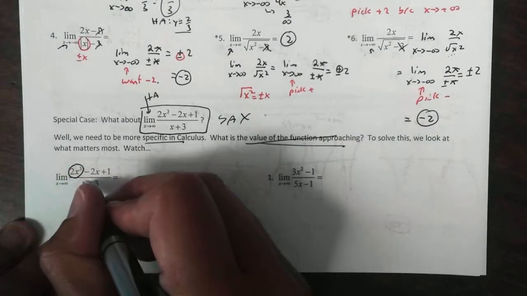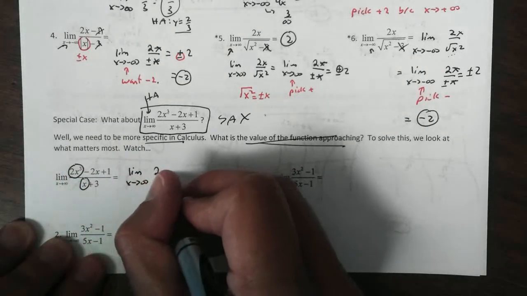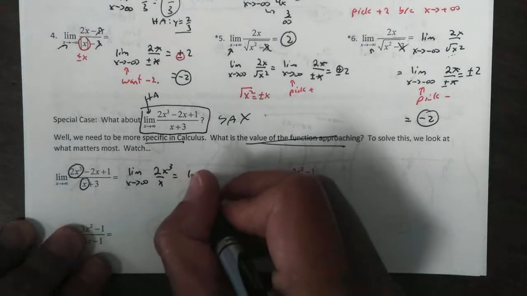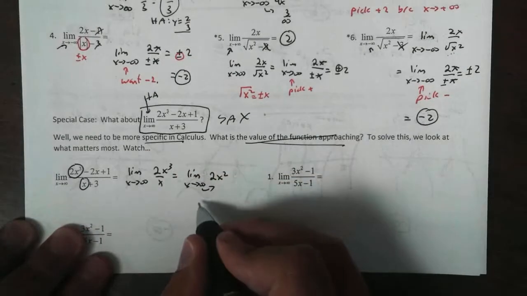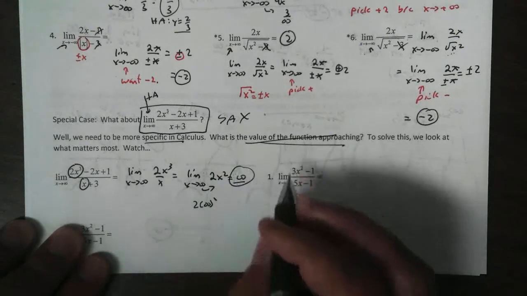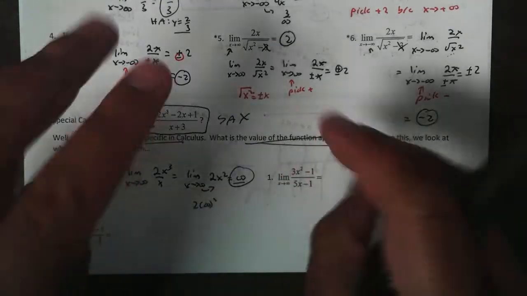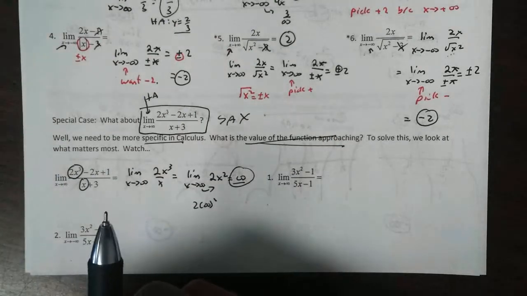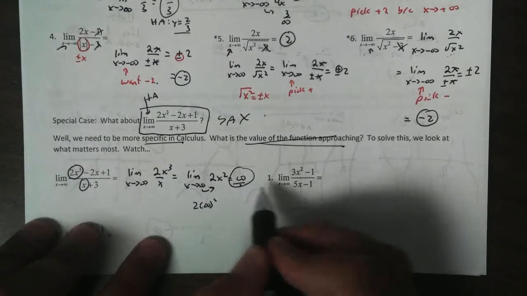To solve this, we again look at what matters the most. And again, on top we got the 2x cubed, the bottom we have the x. So we would get the limit as x goes to infinity of 2x cubed over x. And if I simplify this, I get the limit as x goes to infinity of 2x squared. If I plug in, remember this is 2 times infinity squared, we get infinity. So in other words, this is a slant asymptote, but it's really a parabola. So this has a parabolic asymptote, not necessarily like a linear asymptote like we're used to in pre-cal. But what it's saying is that as x goes to infinity, this is going to infinity here.